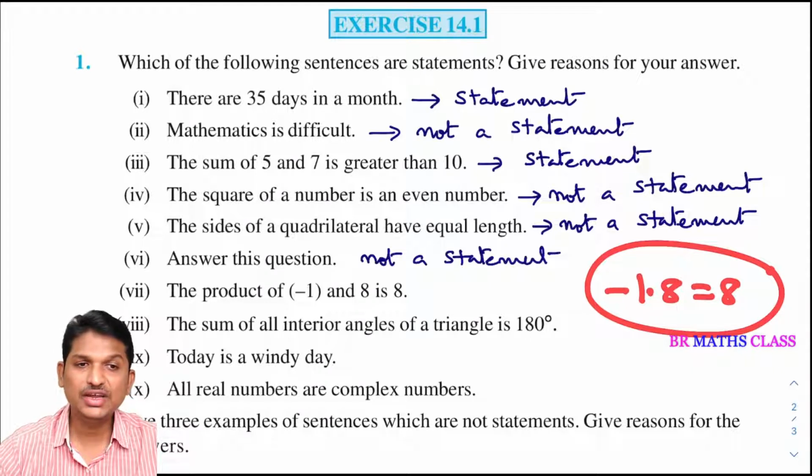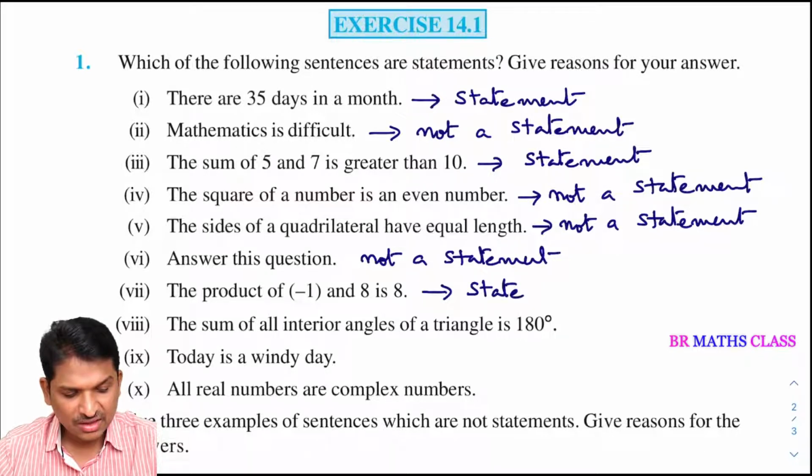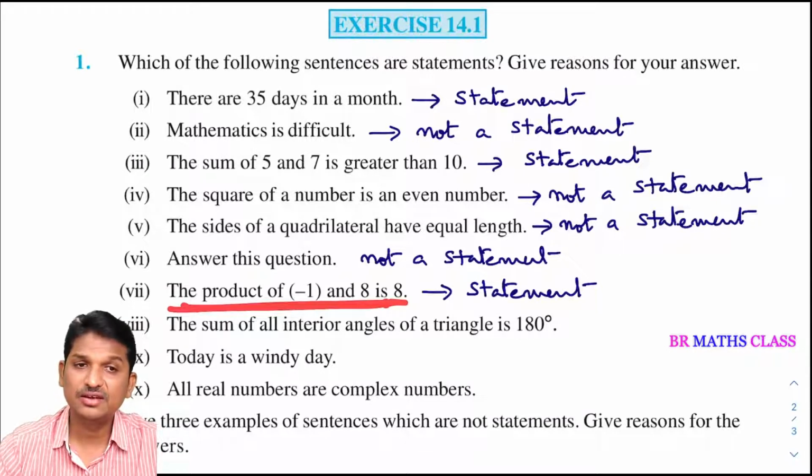As you can declare it is false, we'll say that it is a statement. Declarative sentences are always statements, remember that. When you can declare whether it is true or false, at that time it is a statement. It is false, we can clearly say that it is a declarative sentence, that's why it is a statement.